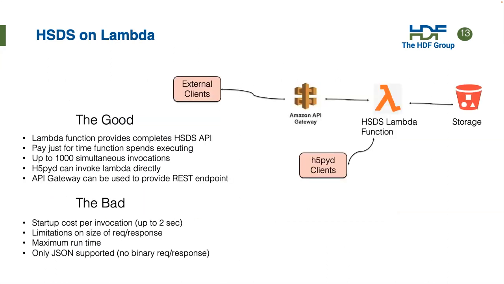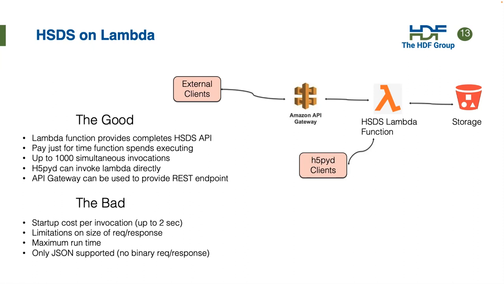And then we have Lambda. In Lambda, you can either have external clients that are talking through Amazon API Gateway, and that gateway invokes Lambda functions that talk to storage. So in this case, the external clients don't even know they're talking to Lambda. It just looks like the normal HSDS endpoint to them. Alternatively, you can have H5PYD clients that are invoking Lambda directly. They just use a specific external endpoint when they start, and that works as well.